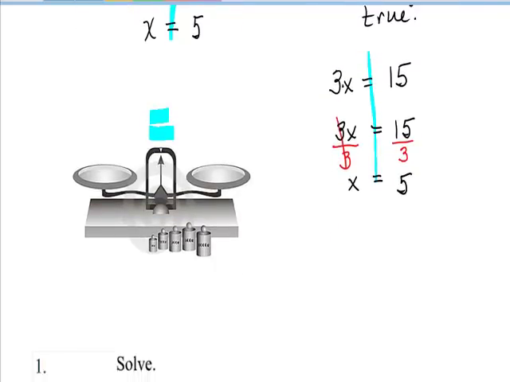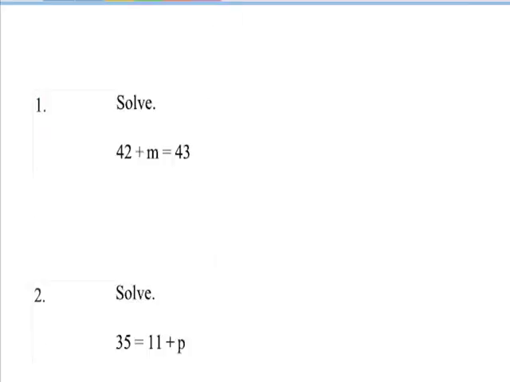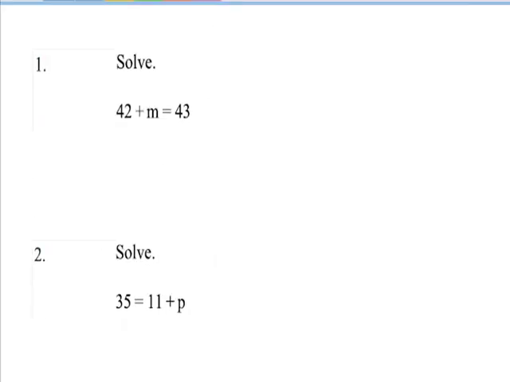All right, let's look at some equations that are like this. The first thing I'm going to do is draw a barrier. I like to do that. I do it with a highlighter. I can do it with whatever I want. The left side has 42 plus m. Well, that's an added 42. What am I going to do to get rid of it?